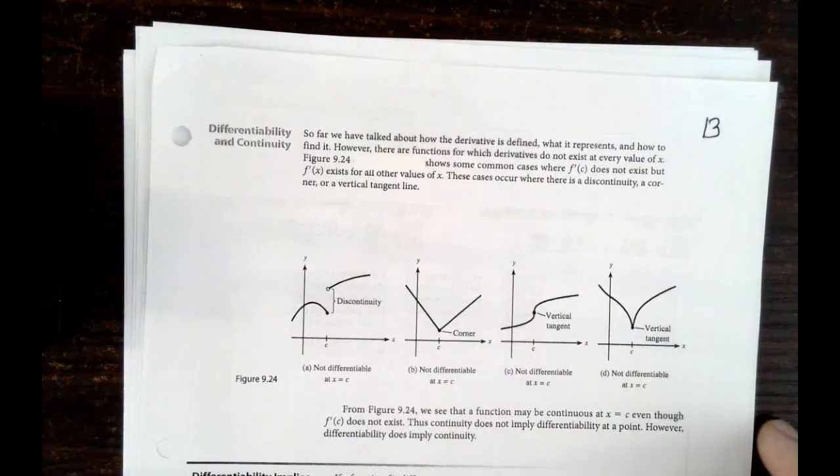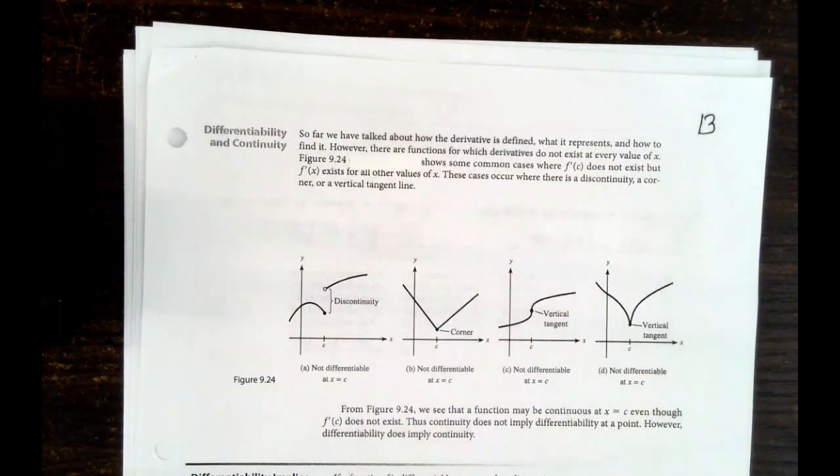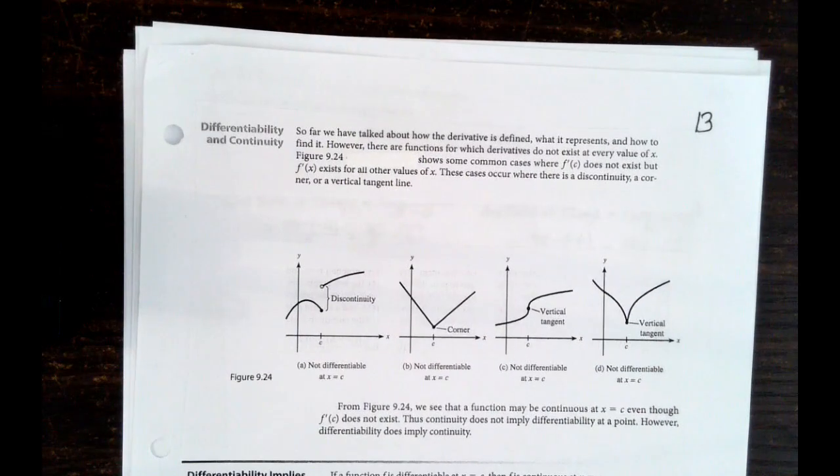So far we've talked about how the derivative is defined, what it represents, and how to find it. However, there are functions for which derivatives do not exist for every value of x. The figure below shows some common cases where the derivative f prime of c does not exist, but f prime exists for all other values of x. These cases occur where there is a discontinuity, a corner, or a vertical tangent line.